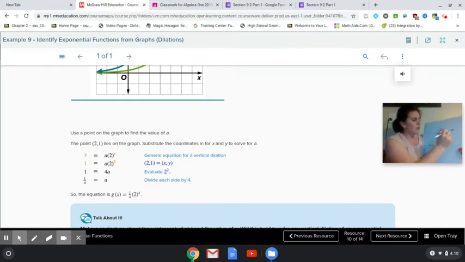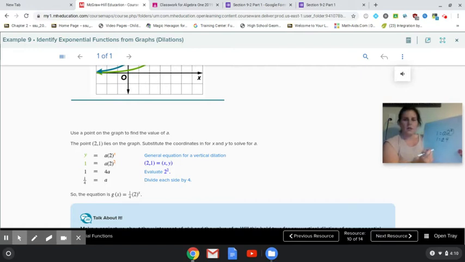Okay, so I don't know what this value of a is, but I do know that the b is 2 because of the parent function. It told me that in the equation. I know that x is 2, so I'm going to plug in a 2, when y is 1, so I'm going to plug in my 1. Well, we can evaluate this. 2 squared is 4. So I have 1 equals a times 4.